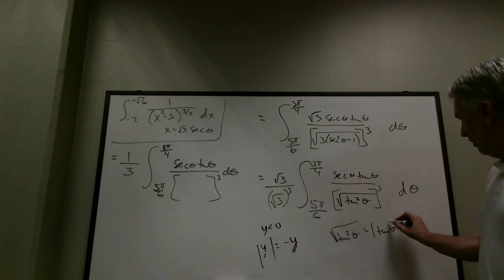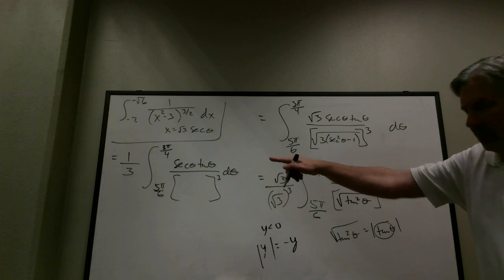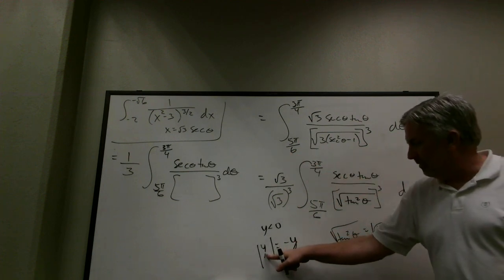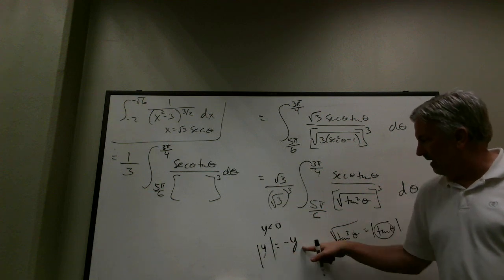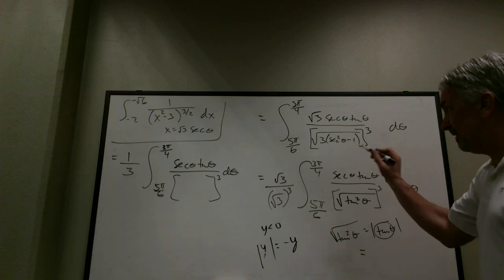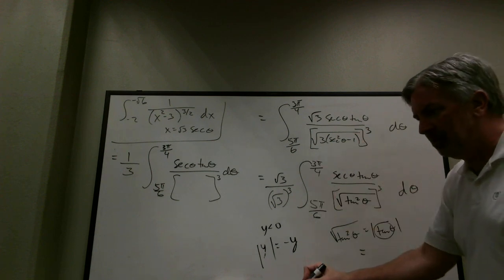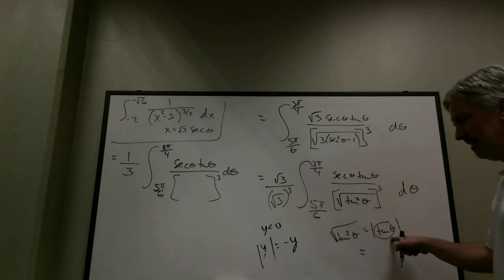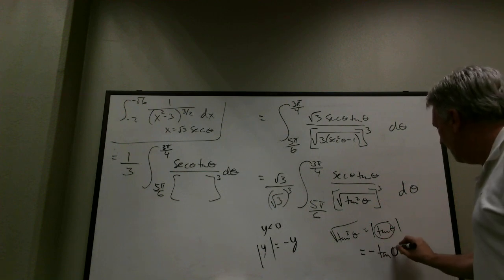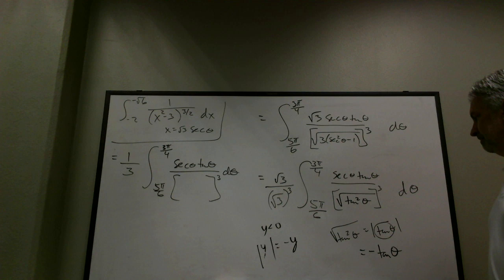Now here I know that theta's in the second quadrant, so tan of theta is negative, and the absolute value of a negative number is the negative of the expression in the absolute value. So for this particular problem, because theta's in the second quadrant, I know tangent is negative, therefore this is going to be negative tan theta.